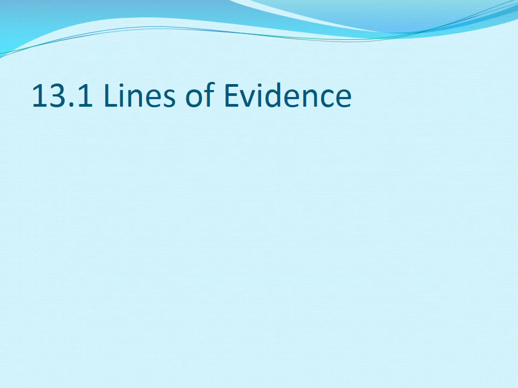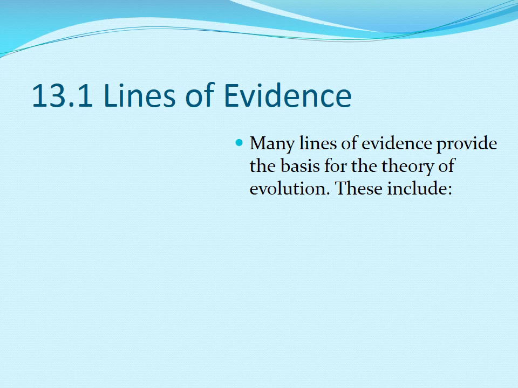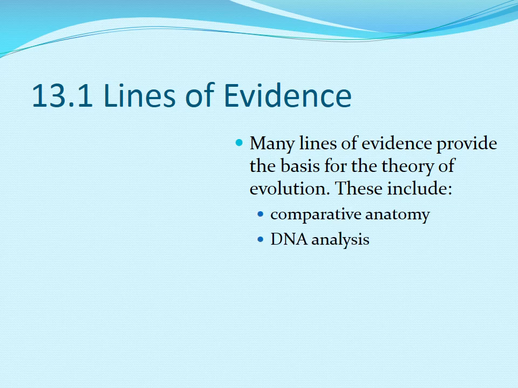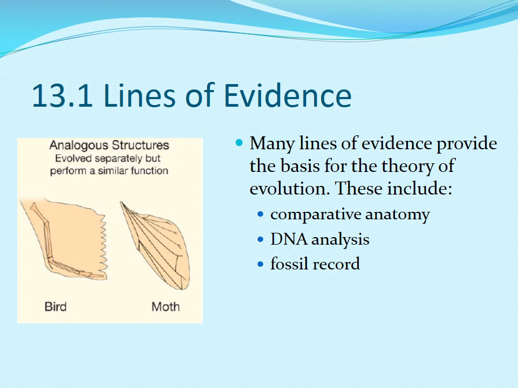There are certain lines of evidence that scientists use to support the theory of evolution. These include comparative anatomy, DNA analysis, and the fossil record. And so I'm going to go through each of these to talk about how scientists use them. The first one we're going to talk about has to do with anatomy, or structures that organisms have, and how we compare them. All right.